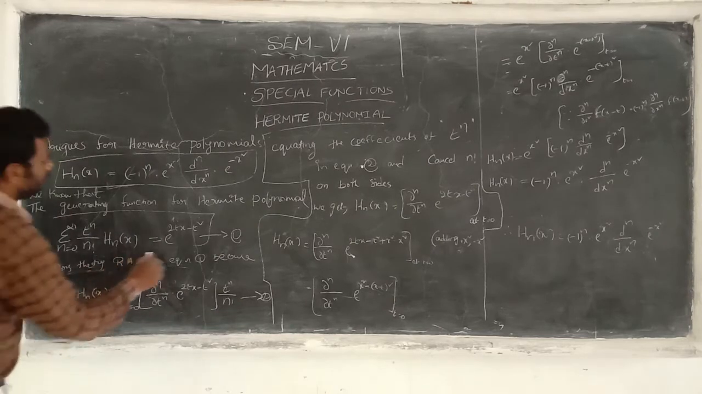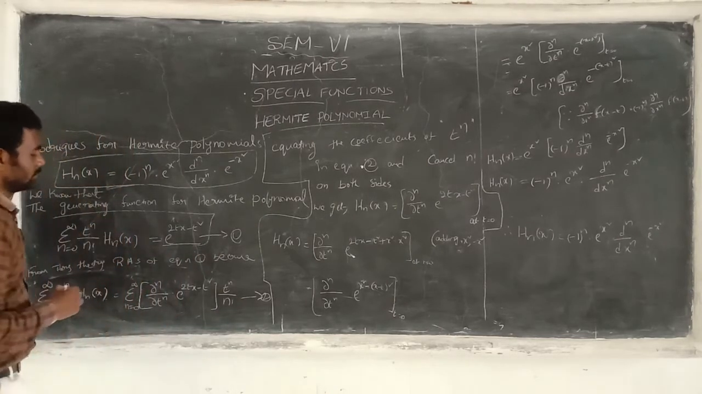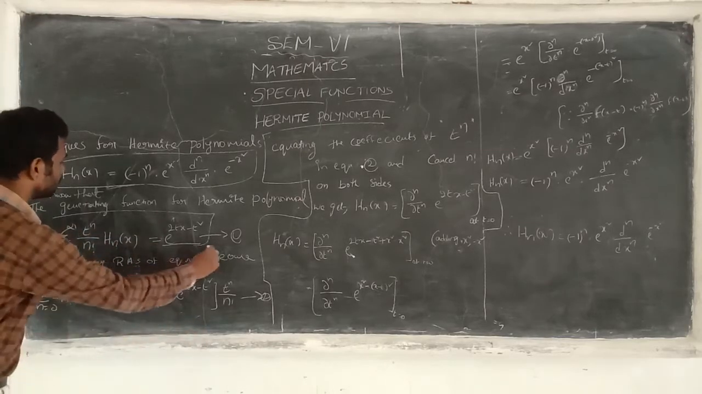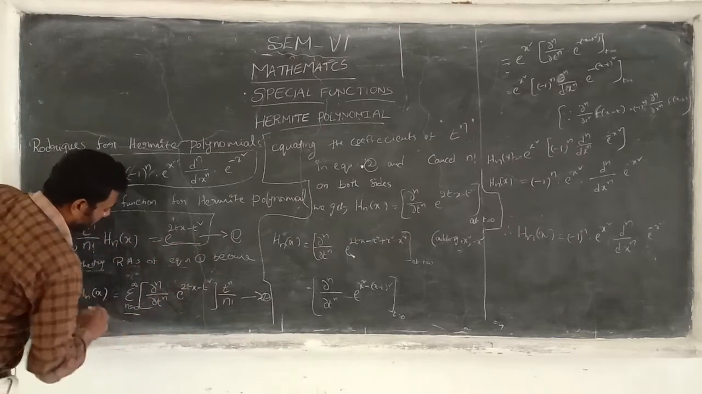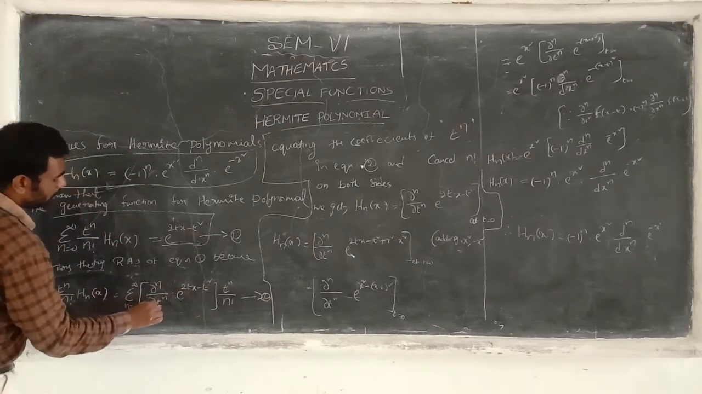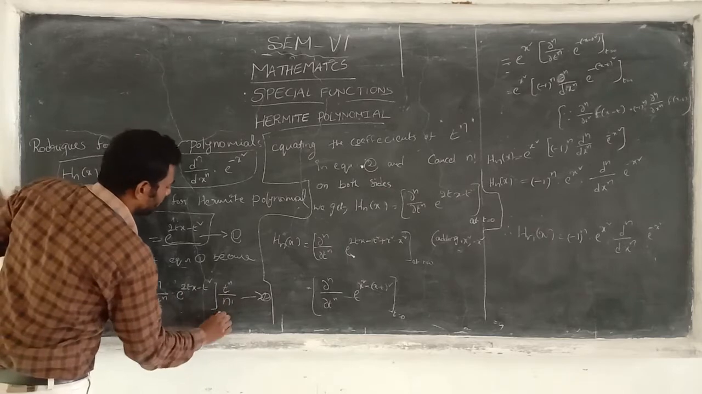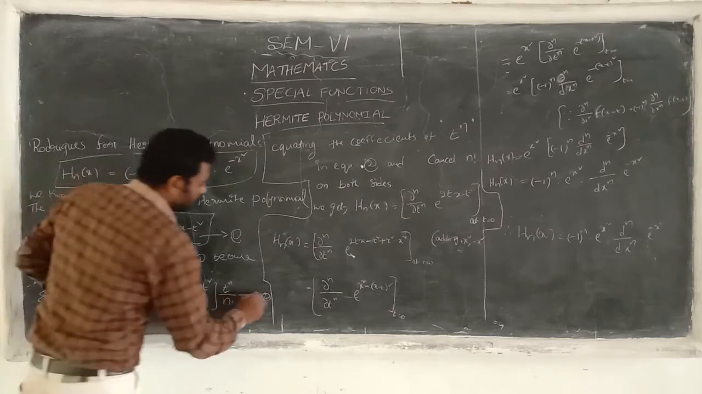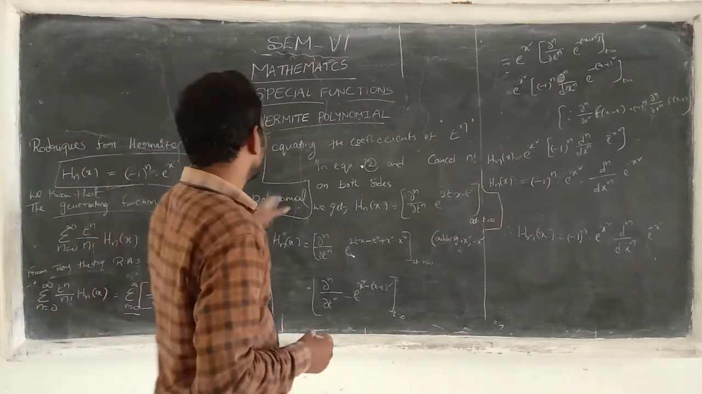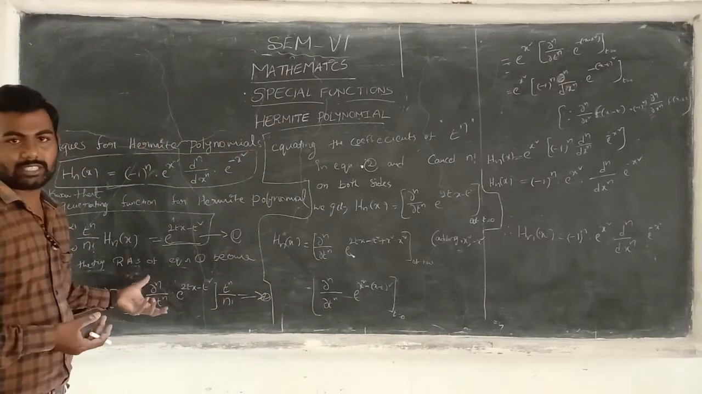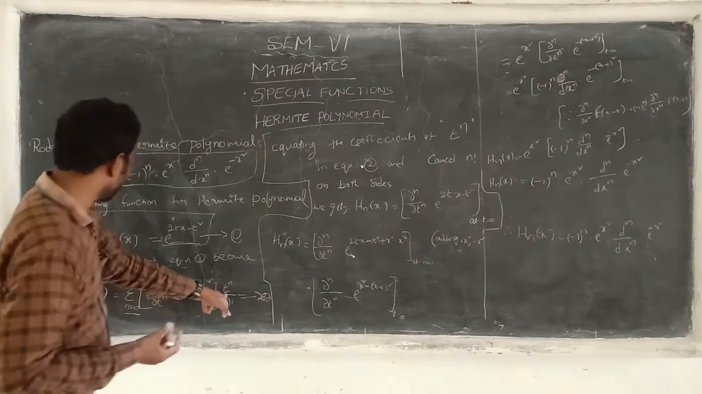So in this equation, I will take the RHS. From Taylor's theorem, the RHS becomes sum n from 0 to infinity, dou n by dou t power n of e power 2xt minus t square, into t power n by n factorial. So this is equation 2. Okay, now equating the coefficients of t power n in this second equation.